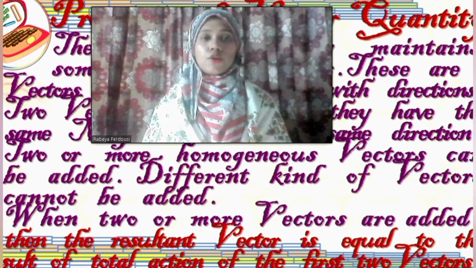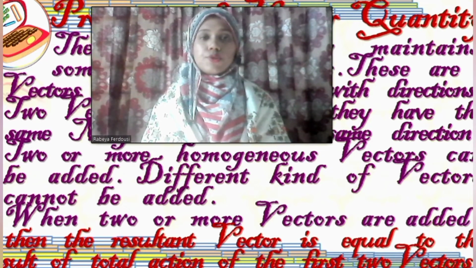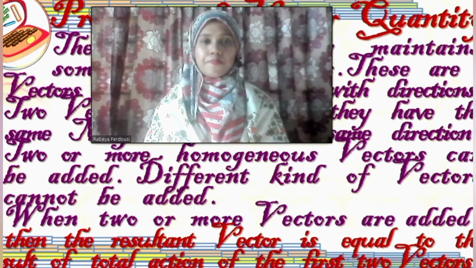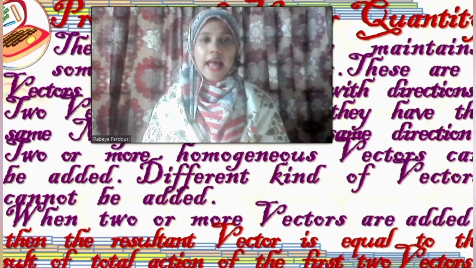We know that any two vectors can be added as long as they are the same vector quantity. If two or more velocity vectors are added, then the result is a resultant velocity. If two or more force vectors are added, then the result is a resultant force. If two or more momentum vectors are added, then the result is a resultant momentum.